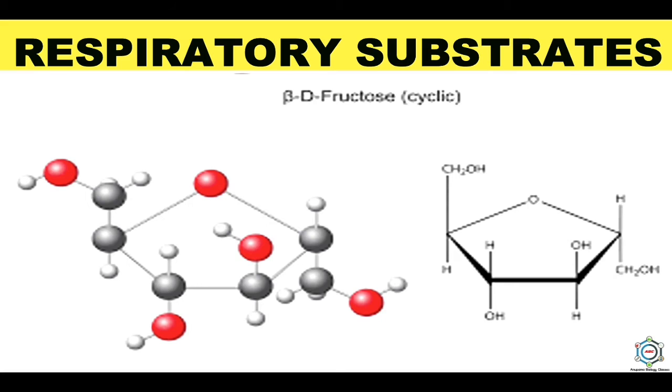After this, see here the fructose. Fructose is also a hexose monosaccharide respiratory substrate. It is directly converted to fructose 6-phosphate by the enzyme fructokinase and then it enters into glycolysis. So in case of carbohydrates, starch, sucrose, glucose and fructose are the respiratory substrates, but the main respiratory substrate is glucose.